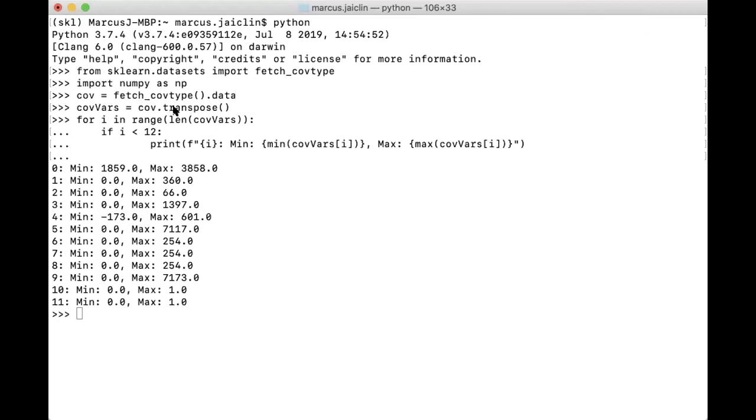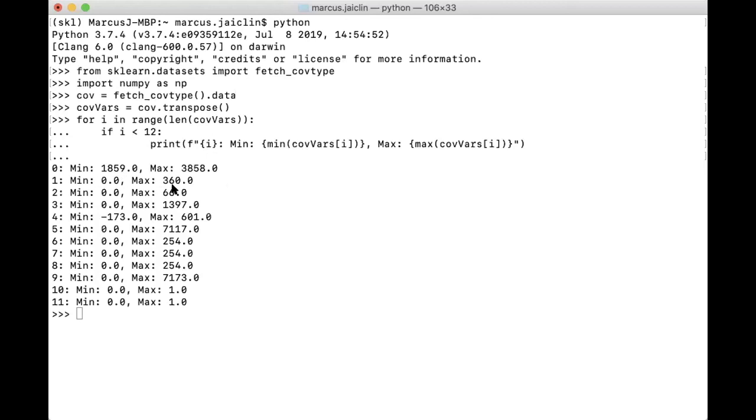I transpose it, and remember I talked about this last lesson, about switching the orientation so that the variables become the rows instead of the columns. It's going to allow me to take a look at each of the data variables separately. Just for the first 12, because I know the last 44 are all binary, so I'm going to skip a lot of those. For the first 12, I'm going to look at the variable number, the minimum, and the maximum.